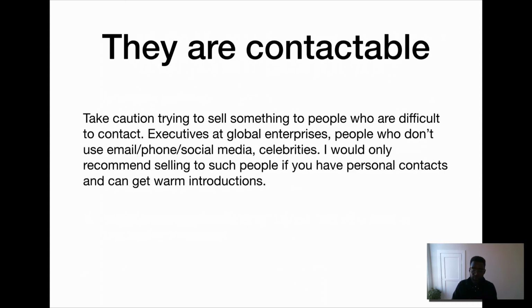Now, the last step to find your ideal customer is to ensure that they're contactable. This is really important. I see a lot of entrepreneurs out there trying to build products for global enterprises, but they're just one person in the room. I'm not saying it's impossible, but it's very difficult to get in contact with the people who can give you feedback, who can buy the product, who can move the process along.